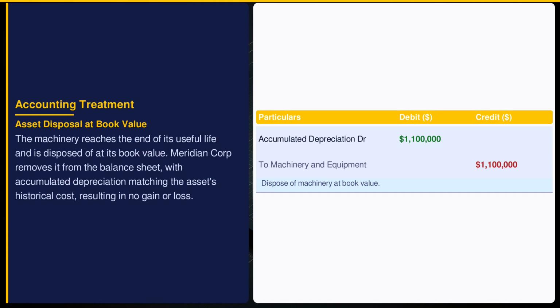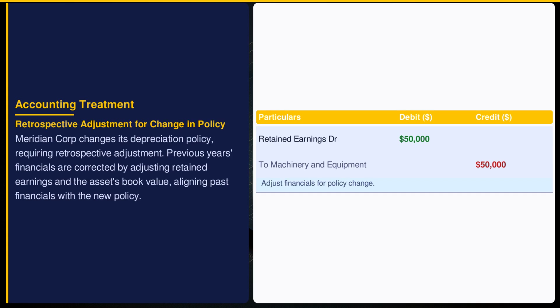Disposing of an asset at its book value results in no gain or loss on disposal, a straightforward accounting event. ASC 250 ensures that accumulated depreciation offsets the asset's cost entirely. Meridian Corporation's financial statements reflect this disposal cleanly, eliminating the asset and its related accounts from the books. Changing accounting policies often requires retrospective adjustments to maintain consistency in financial reporting.